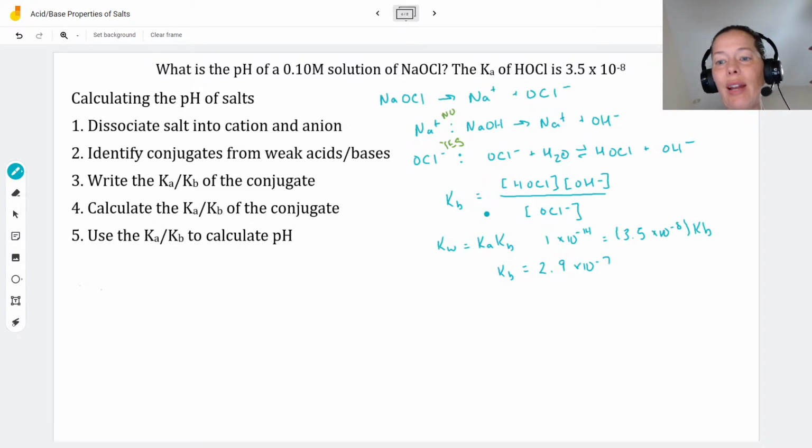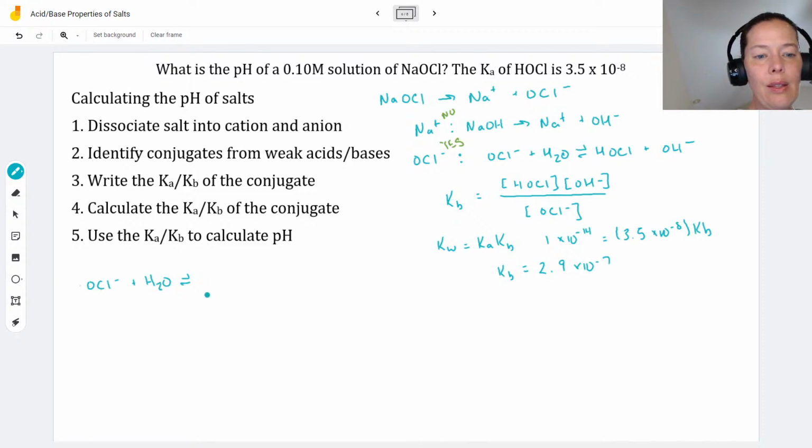So I am going to set up an ICE table, or some people call it a RICE table. Either way, it's the same thing. So I'm going to rewrite my equilibrium equation here. I'm just going to rewrite it over here so I've got a little more space. This again, and hydroxide.